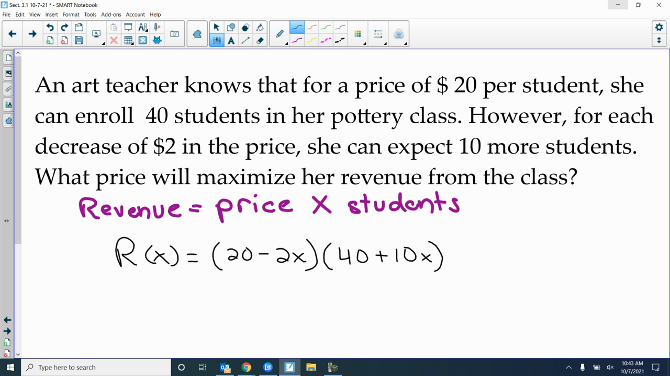It's not students and it's not price. The number of times that she's decreased the price. So if x is 1, you dropped it 1 time, $2. If x is 2, you dropped it twice. So x is the number of times the price is dropped. For this case, it wouldn't make sense to do 2.1 for x because you can't drop it 2.1 times. It's going to be a whole number.